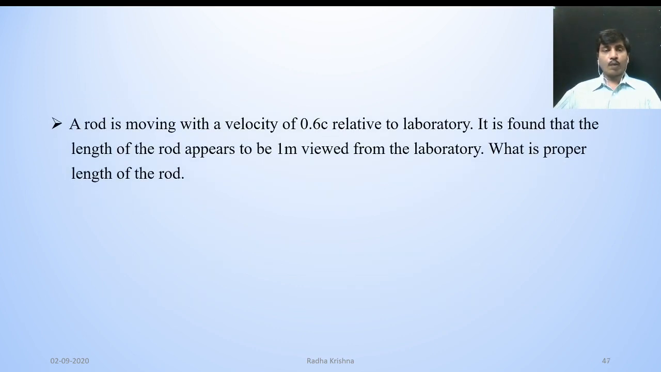Now, the second problem is: a rod is moving with a velocity of 0.6c relative to the laboratory. It is found that the length of the rod appears to be 1 meter when viewed from the laboratory. What is the proper length of the rod? That means the rod is moving with a velocity 0.6c, where c is the velocity of light, so the velocity of the rod is comparable to the velocity of light. Now we have to calculate the proper length of the rod.